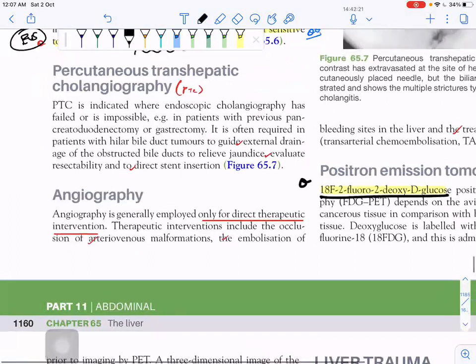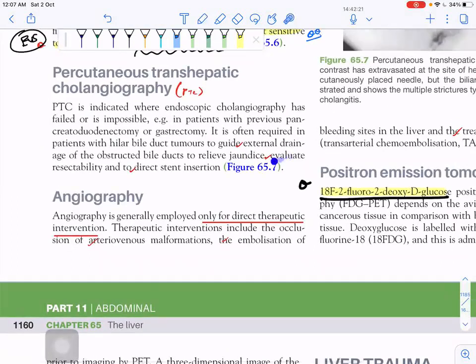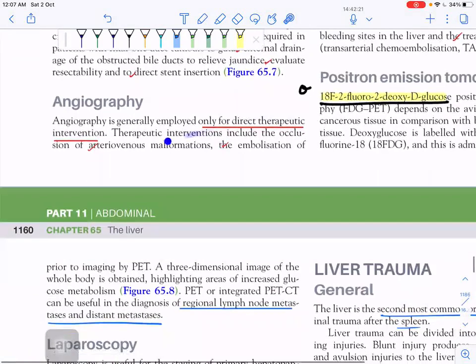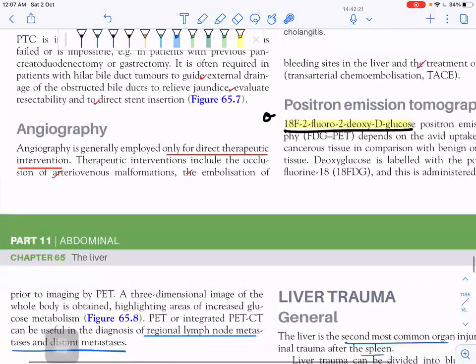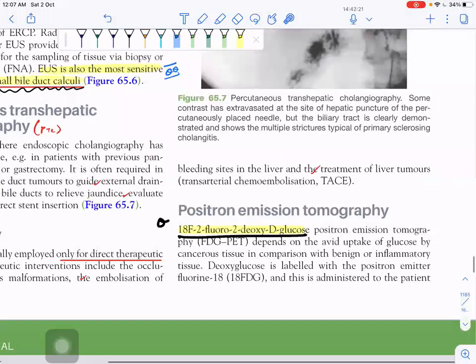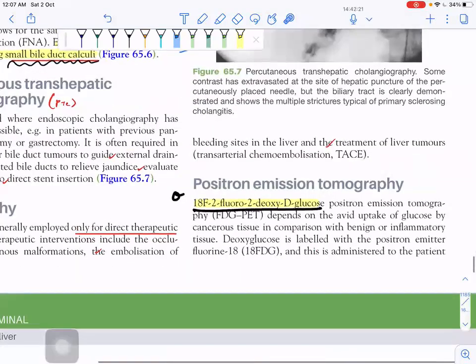PTC is mainly used to guide external drainage of the obstructed bile duct to relieve jaundice, then evaluate resectability and direct stent insertion. Angiography is only for therapeutic intervention, for the occlusion of AV malformation, embolization, and TACE. For the purpose of TACE, they are using angiography.